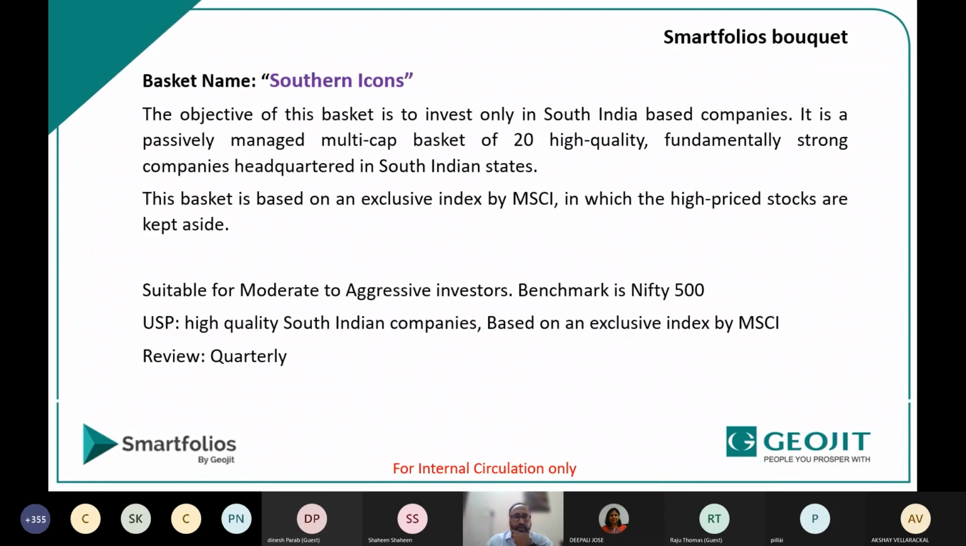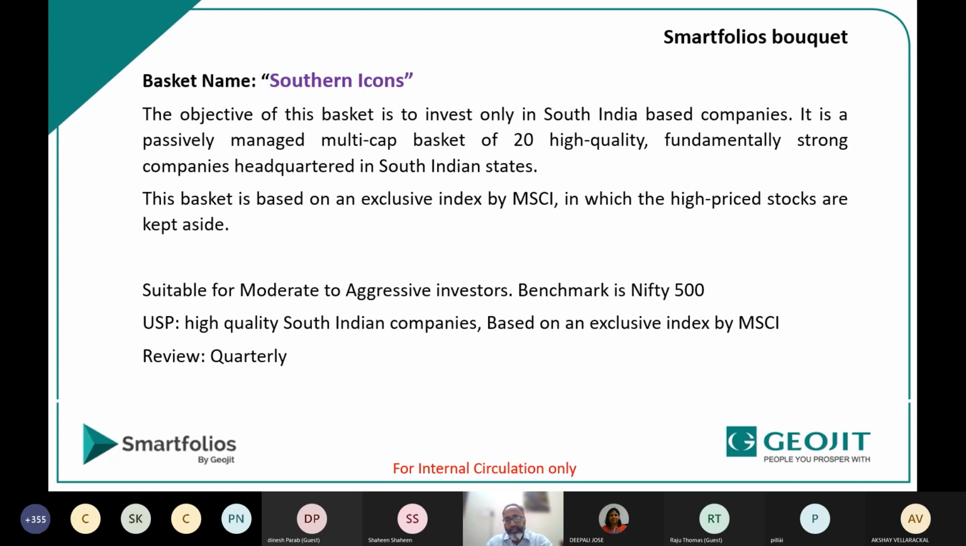Now, I'll just introduce you to a couple of thematic baskets that we have in Smartfolios. The first one is called Southern Icons. This basket invests only in South India based companies, which are registered in South India, mainly in the 4 states of Kerala, Tamil Nadu, Karnataka, and Andhra Telangana.